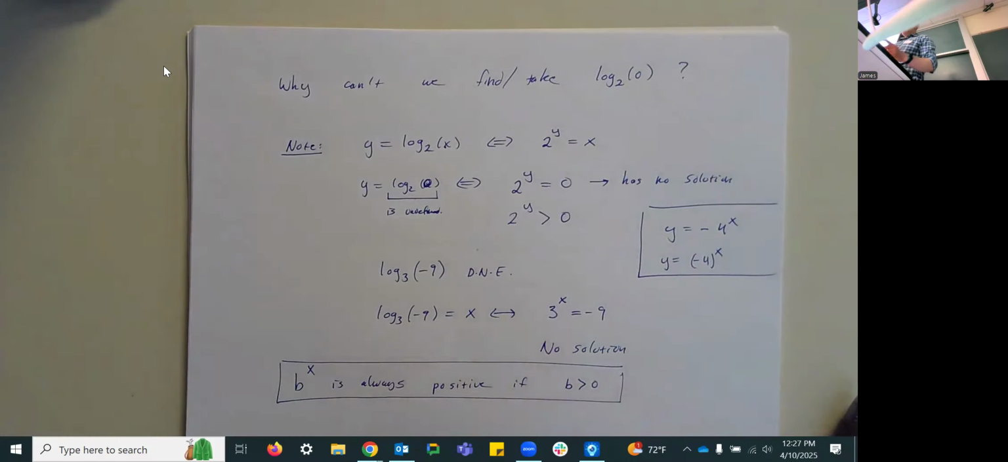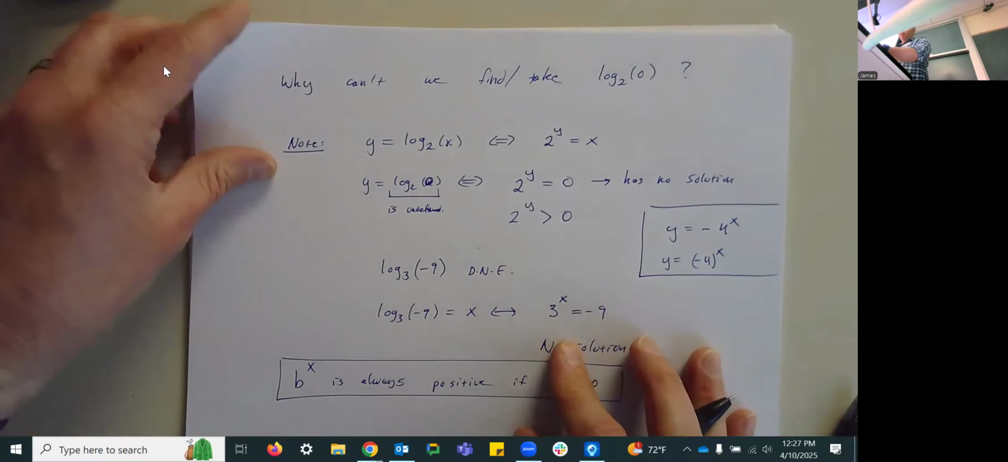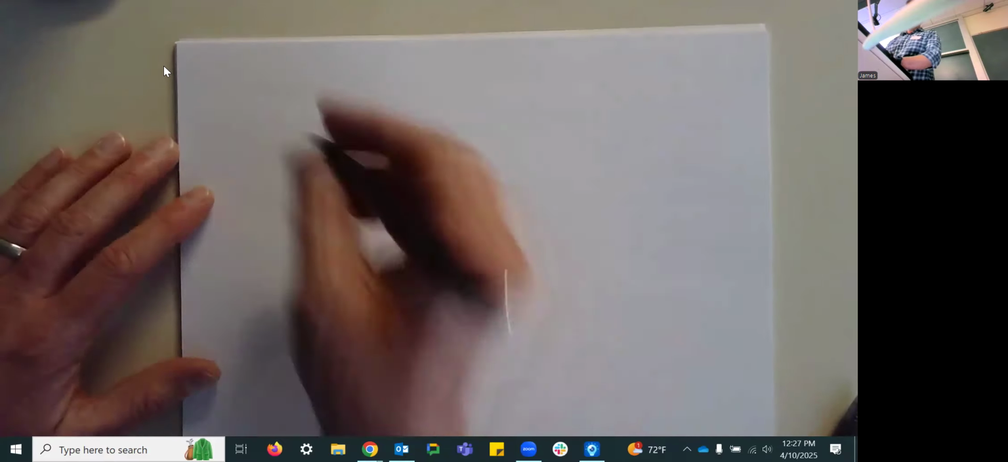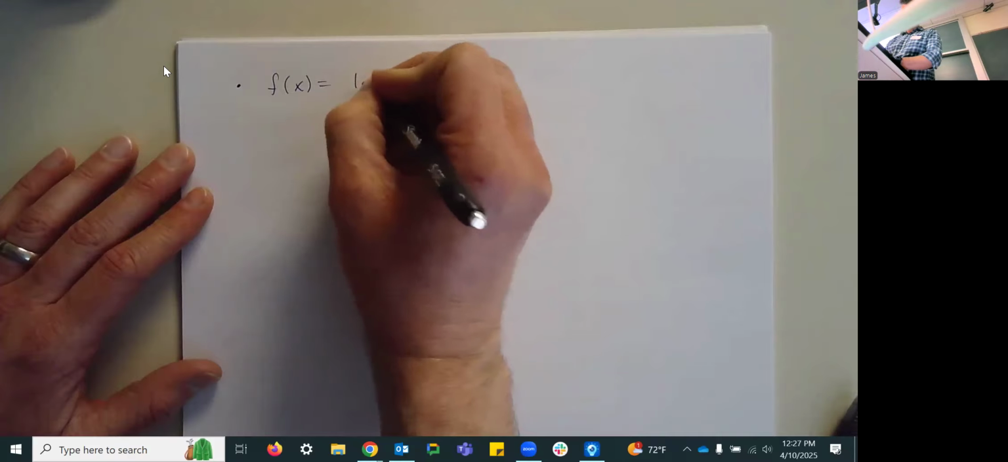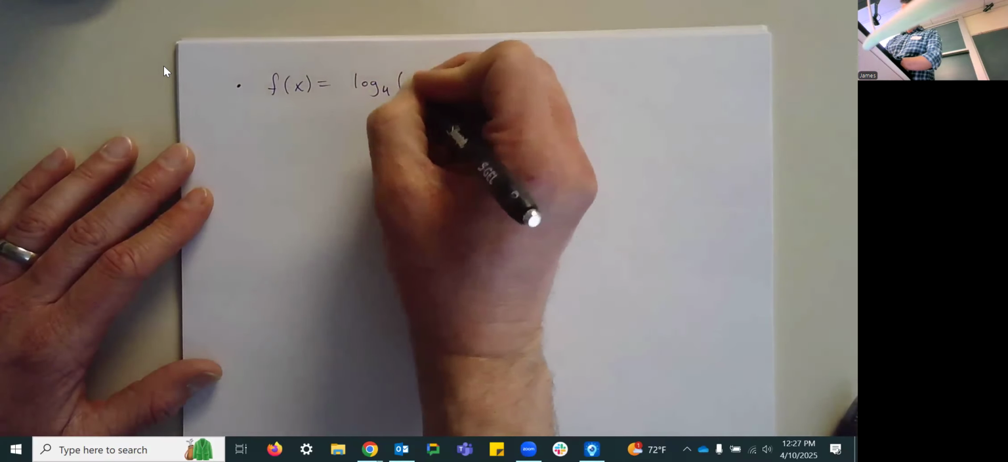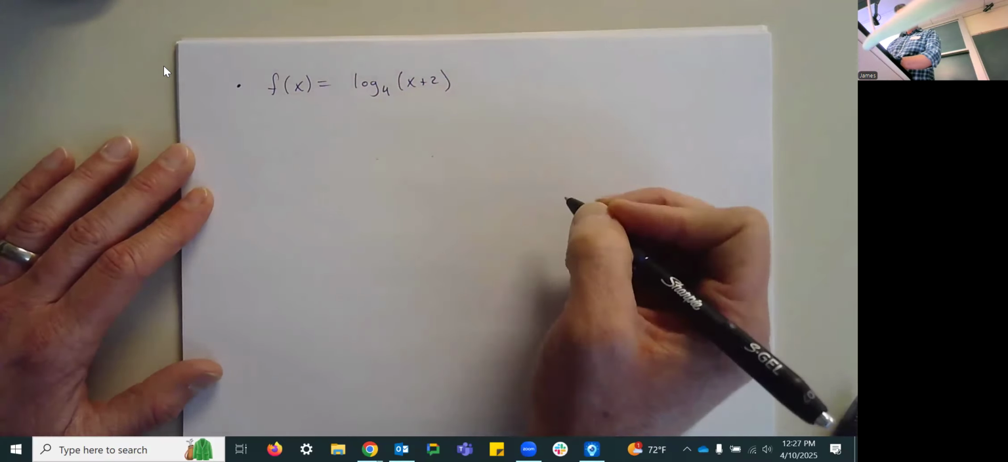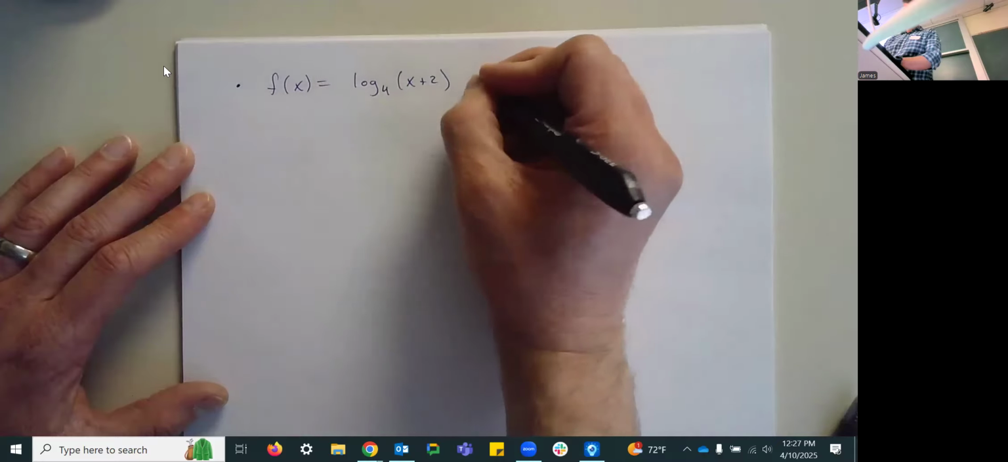Okay, so I know it took me a while to get there, but finally coming back around to graphing something like, I don't know, f of x equal to log base 4 of (x plus 2) plus 3.